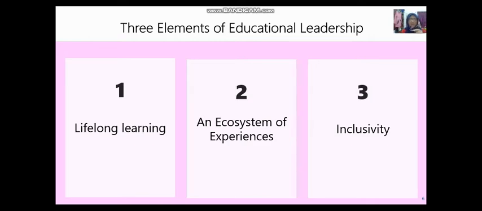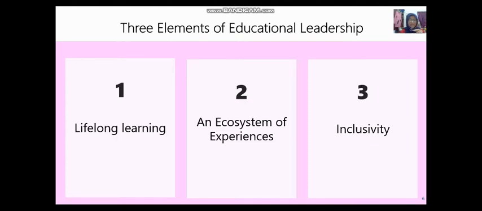Number 2, an ecosystem of experience. Wow, ecosystem. So what is it? It's actually, based on my understanding, an ecosystem of experience means that pembelajaran melalui pemahaman dan juga praktikal. So when the leader learns and practices this experience, they will perform better.